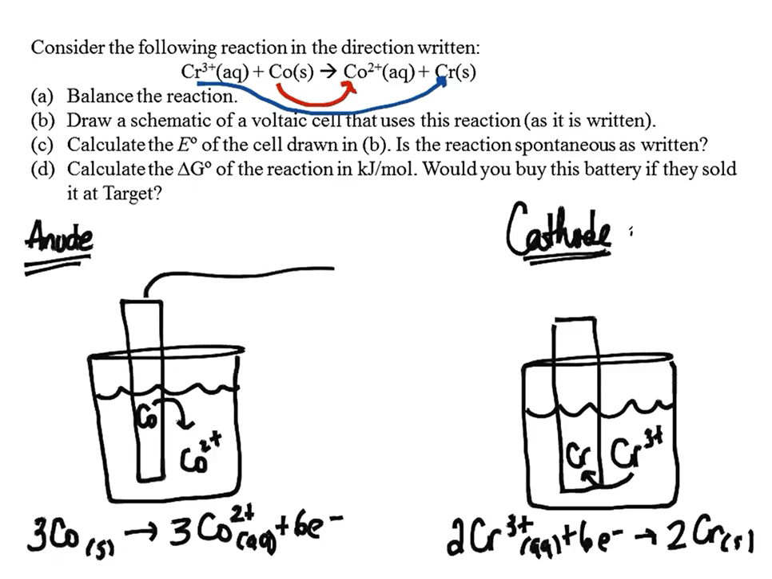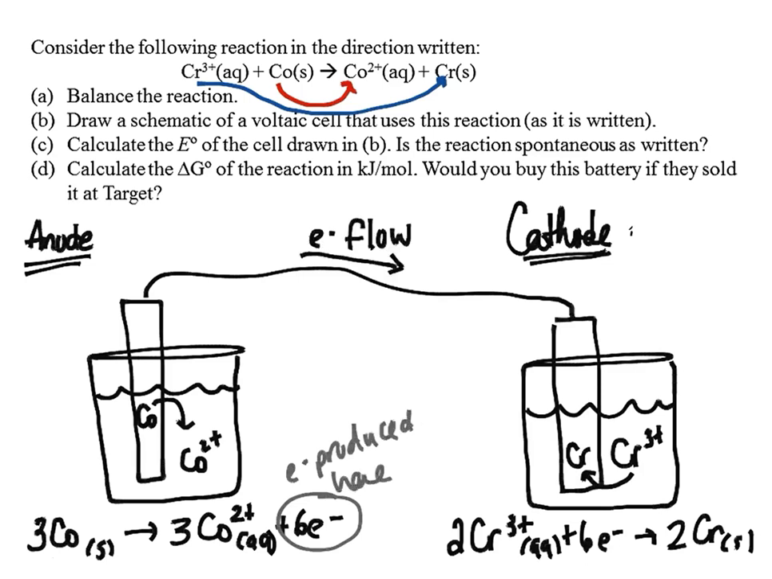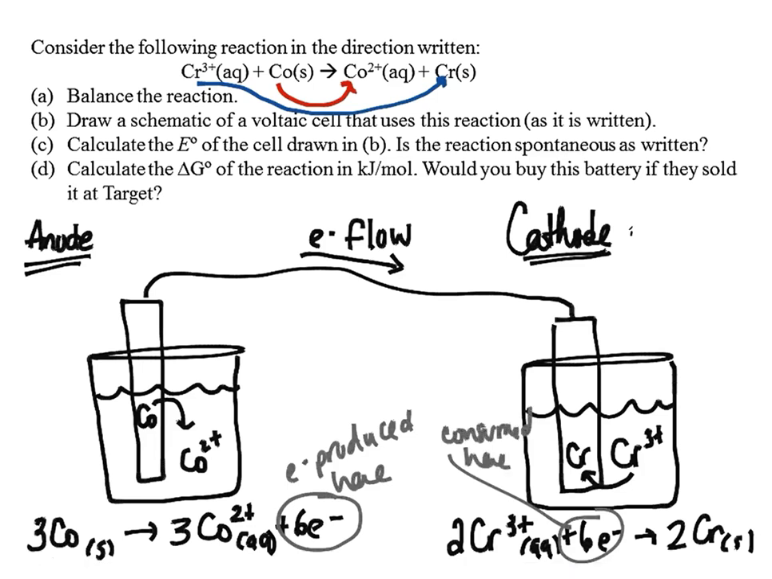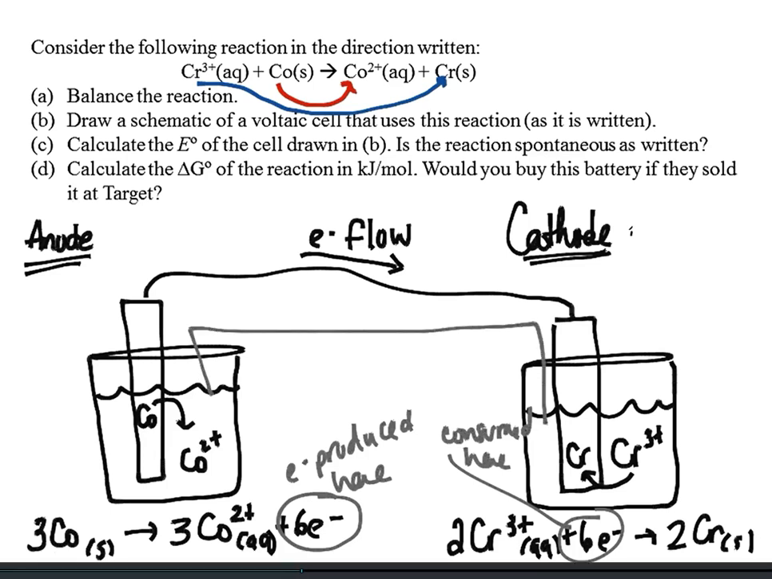Now if we connect these 2 with a wire, electrons will be created from the anode, in the anode compartment. You can see that because they are products. Electrons are formed in the left compartment, and they travel to the right-hand side where they are used to reduce 2 chromium ions. So they are consumed in the right-hand compartment the way we've drawn it. You could have drawn it the other way, but then you would draw the electron flow going the other way.